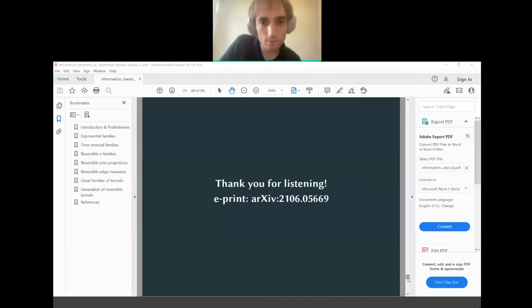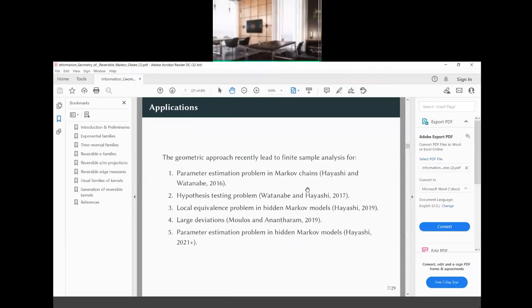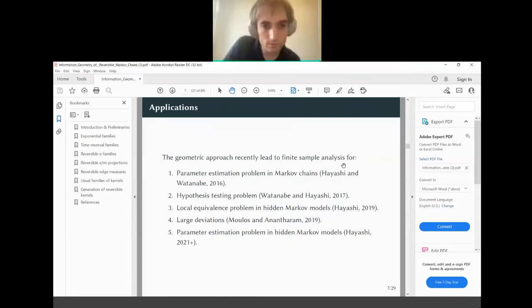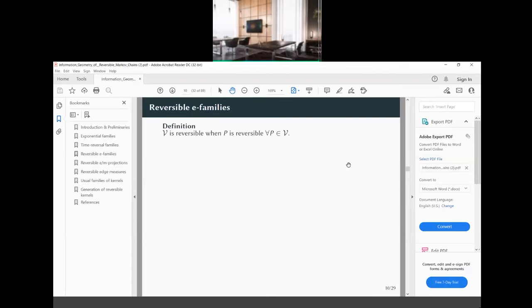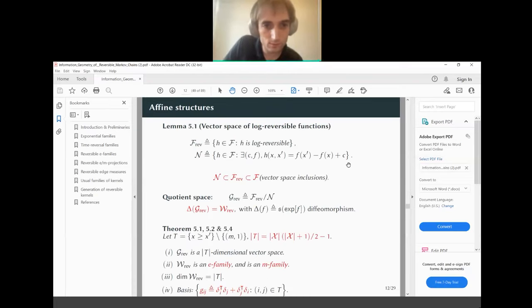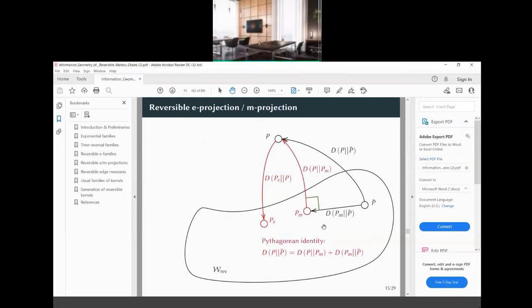So for hypothesis testing, I think I have a list here. Here is a list of possible applications of a geometric approach. Now, if you ask what is the application of knowing that the WRev, for example, is an E or an M family, even if you didn't know the closed form of the projections, you'd already say that these exist, and you could already have these Pythagorean identities for free because of the flatness of WRev. So this is a direct application of WRev having those properties.